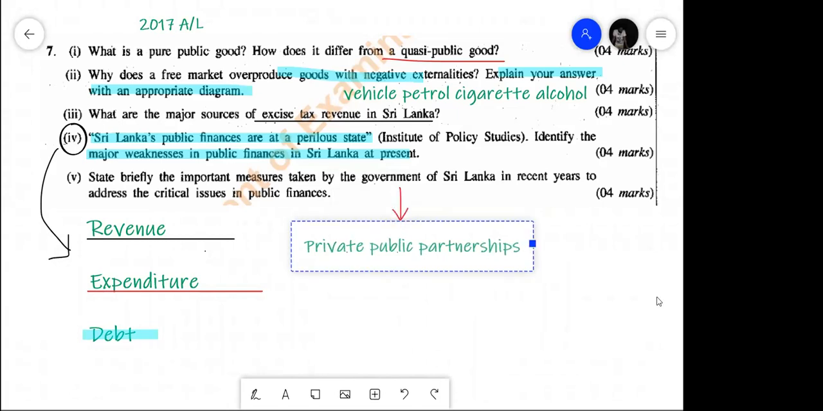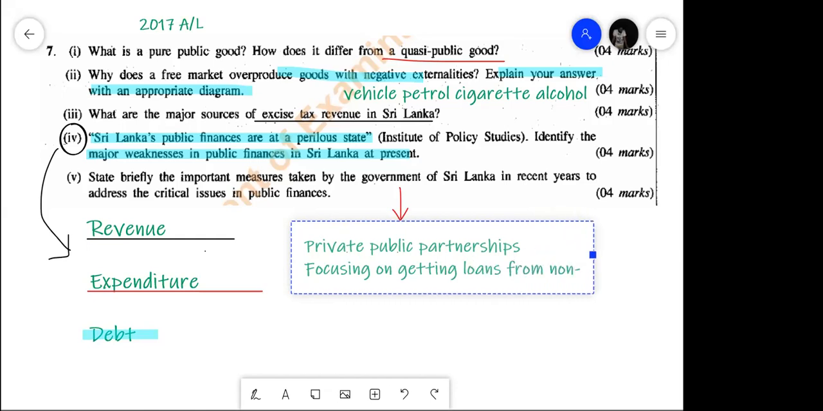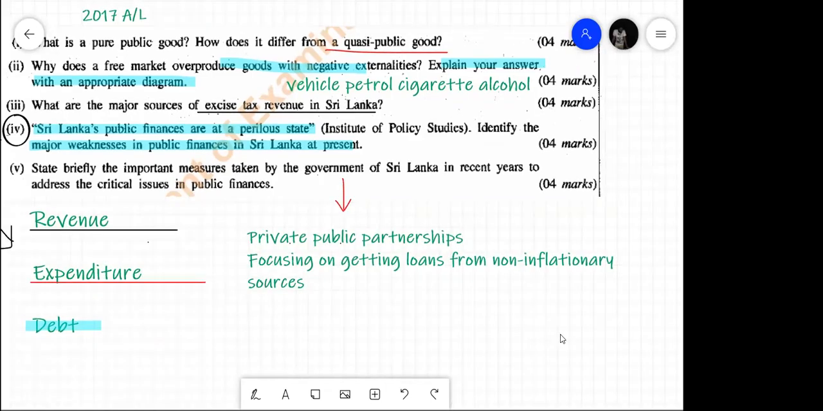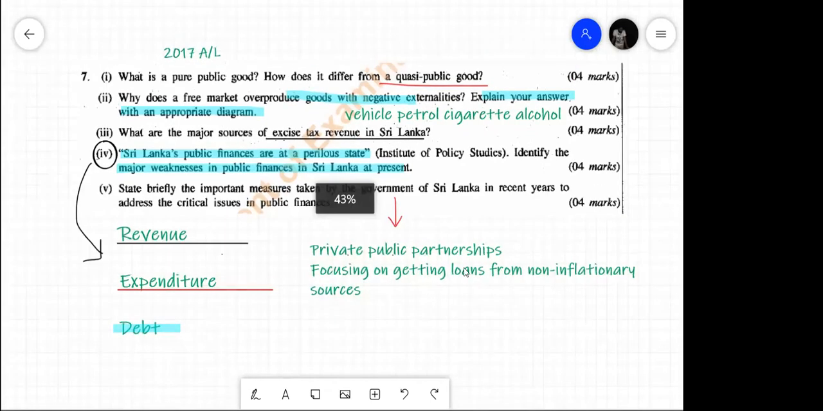What else do you think the government would have done? Okay, so you can say focusing on getting loans from non-inflationary resources. Okay, fine, it's not a very big solution, but that's fine. What else has the government done? What have they done to address these issues?